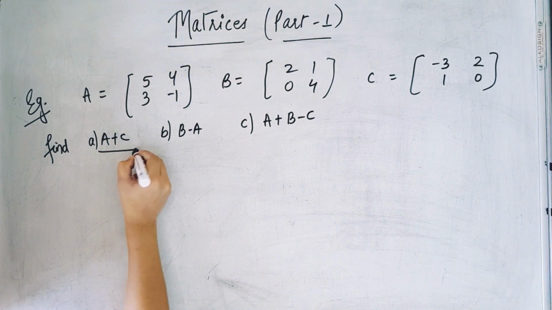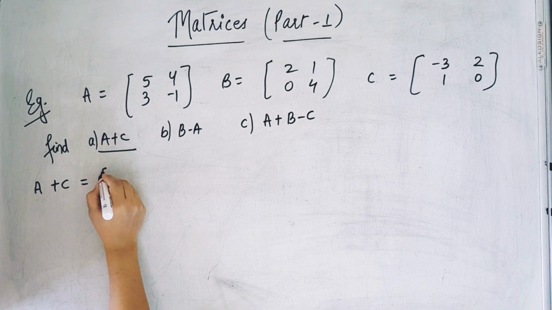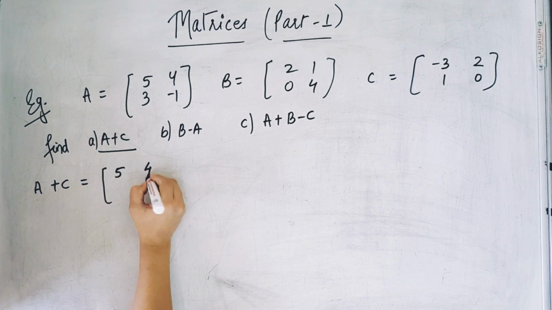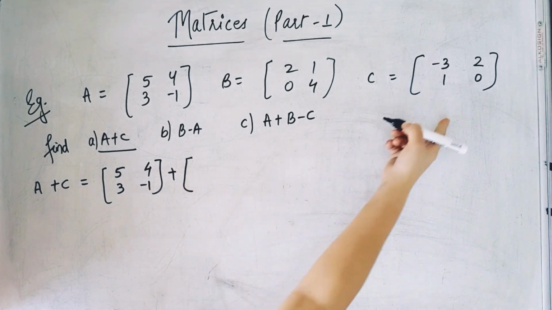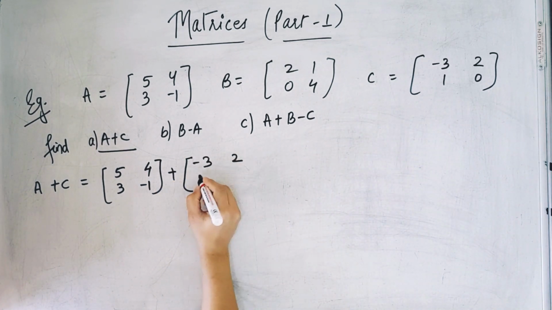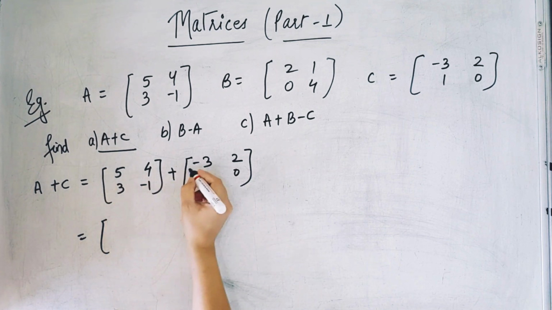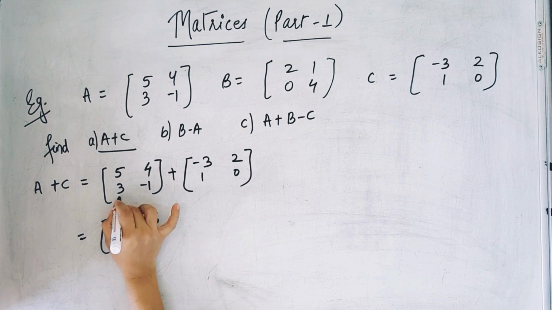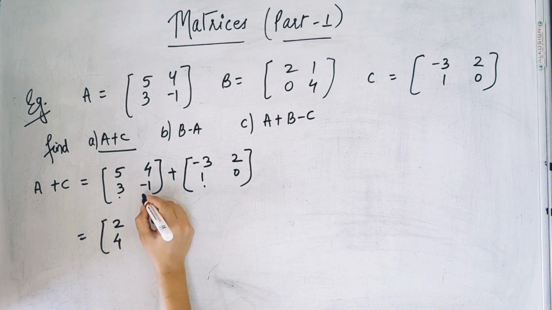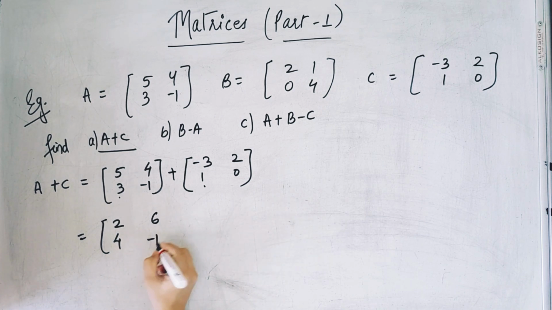Now what we have to calculate? A plus C. So we'll write A matrix. A matrix is 5 4 3 minus 1. What do we have to add to it? C matrix. So I'll write down the C matrix. We have to add both. 5 plus minus 3, it will be 2. 4 plus 2 is 6. 3 plus 1 is 4, and minus 1 plus 0 will be minus 1. So this is how we have calculated A plus C.